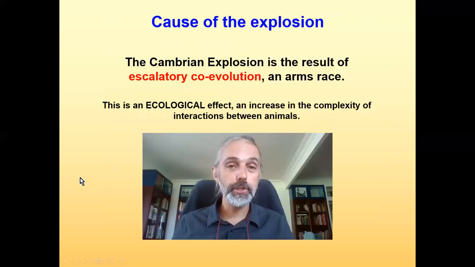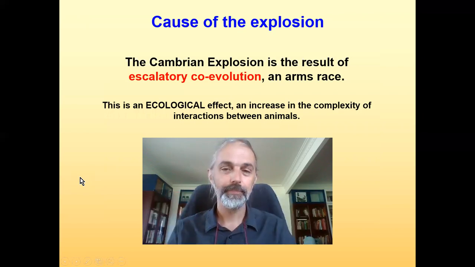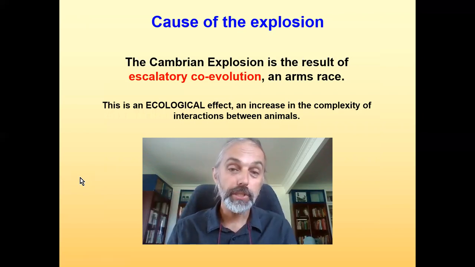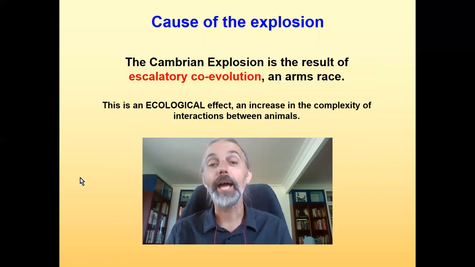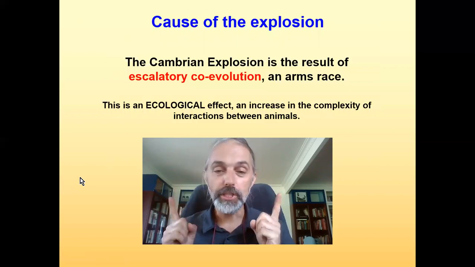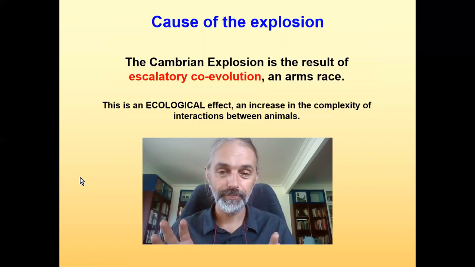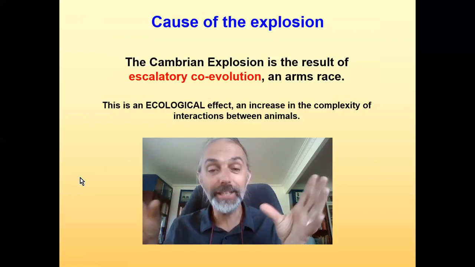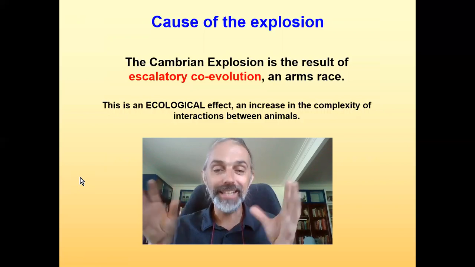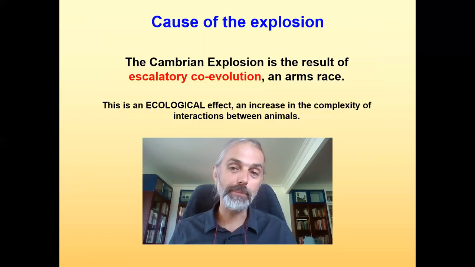Now, the cause of the explosion. I tell you straight out what it is. The Cambrian explosion is the result of an escalatory co-evolutionary arms race between predators and prey. It's important: this is an ecological effect, not a genetic effect. It's an increase in the complexity of individual organisms and of entire ecosystems based on the interaction between different creatures. I'll give you a number of examples to make that clear.